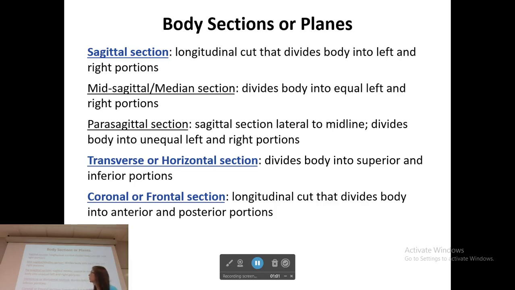So we have sagittal, and that's longitudinal. Think longitudinal is the long way, okay? So a sagittal section would be cutting this way, all right? Mid-sagittal is going to be right down the middle, all right? That's longitudinal. It divides the body into right and left sides, okay? It may not be right down the middle. Mid-sagittal is always right down the middle, or a median section right down the middle, but it may be off to one side, right? So that would be a parasagittal.